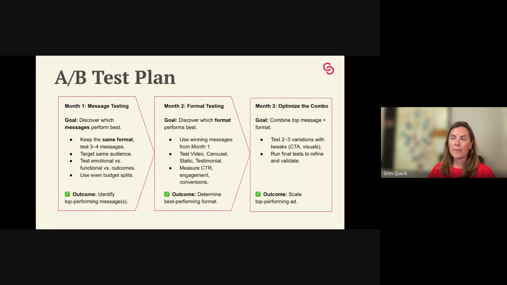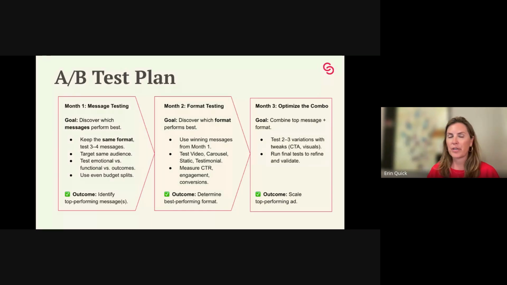So creating an A/B test plan, and I'm using this in just 1 month increments. It might be 2 month increments to get to your outcome, depending on how many ads you're running. But the idea is month one, you're message testing. So you're keeping the exact same format and you're going to test 3 or 4 messages. And the only thing that is different ad to ad to ad is message. Month 2, you take the top performing messages and you start testing format. And then month 3 is you combine those 2 and start running what should be your optimal ad campaign. So again, we're going to share these slides out.